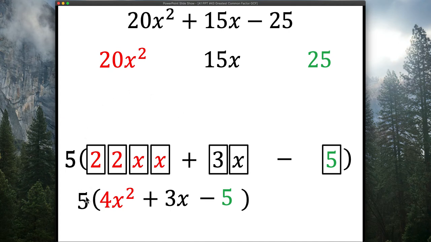So now one way you can check your work is distribute back in the 5. 5 times 4x squared is 20x squared. 5 times 3x is a 15x, and 5 times negative 5 is a negative 25.